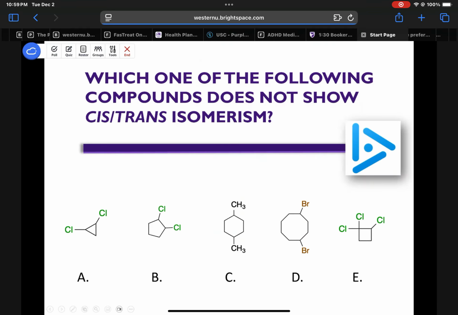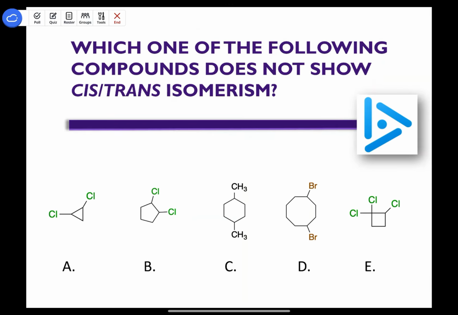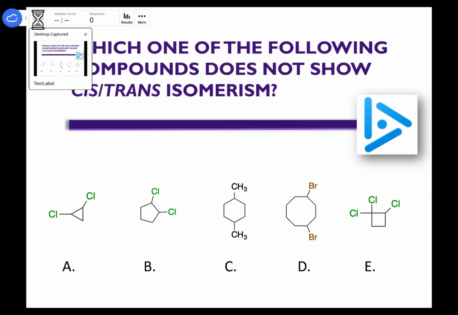In last class, we introduced the idea of cis-trans isomerism in cycloalkanes. So chat with the person beside you. Which of the following compounds does not show cis-trans isomerism? Which one could not have a cis-trans isomer? Chat with the person beside you and submit your answer.